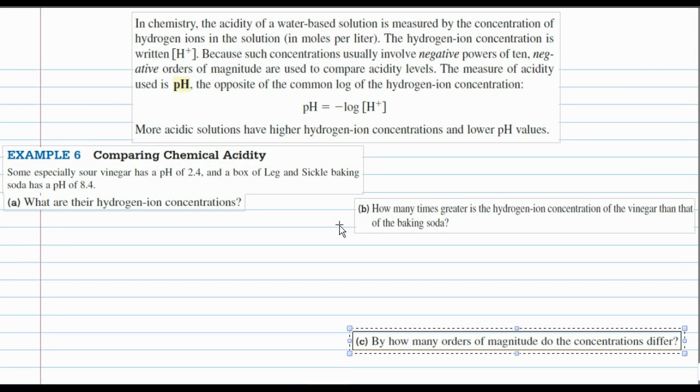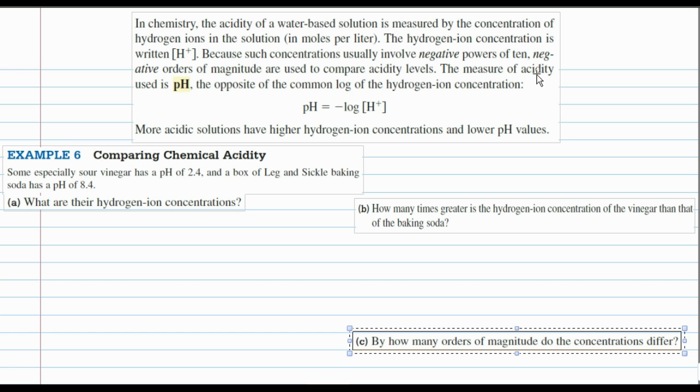So in chemistry, the acidity of a water-based solution is measured by the concentration of hydrogen ions in the solution in moles per liter. The hydrogen ion concentration is written H+, so that's what the H+ means there. Because such concentrations usually involve negative powers of 10, negative orders of magnitude, which we just learned about in the last section, are used to compare acidity levels.